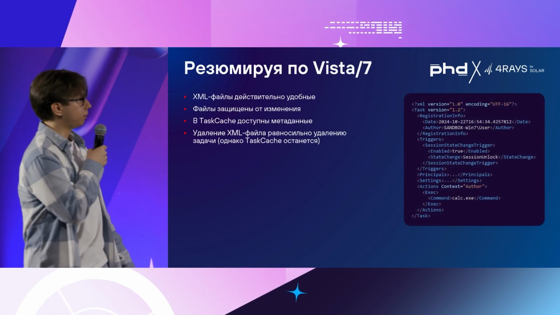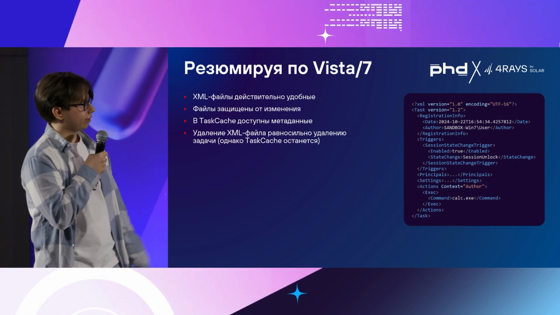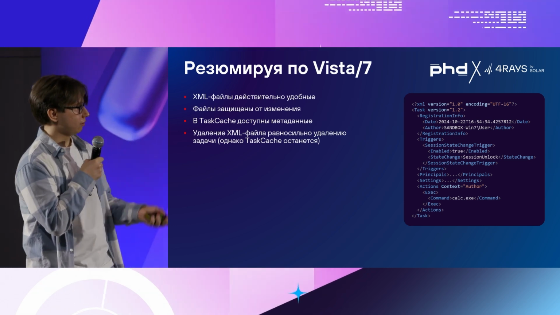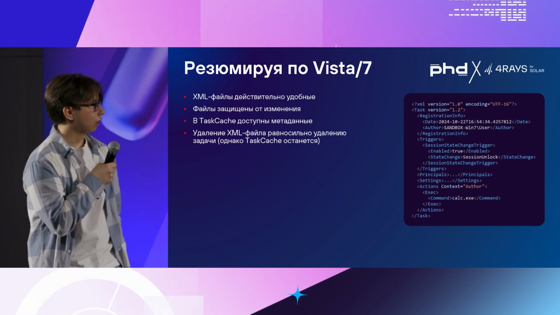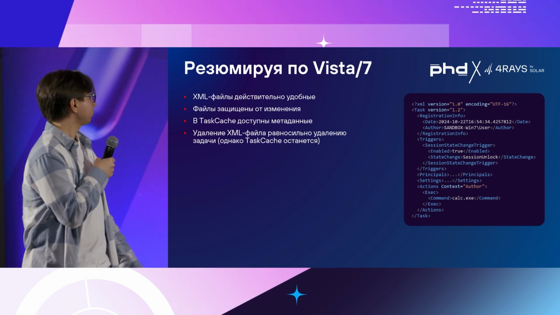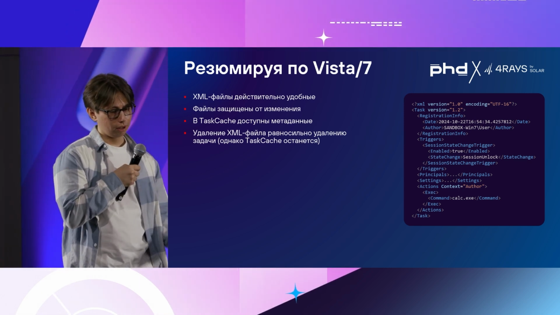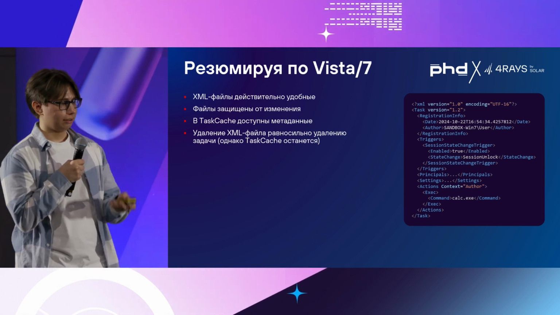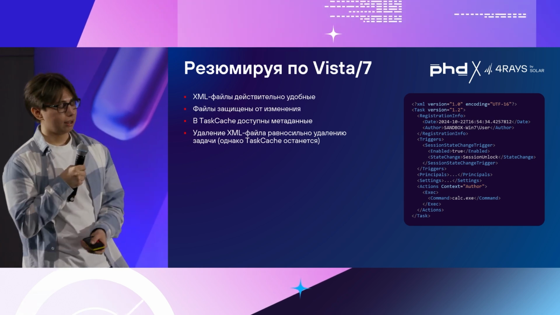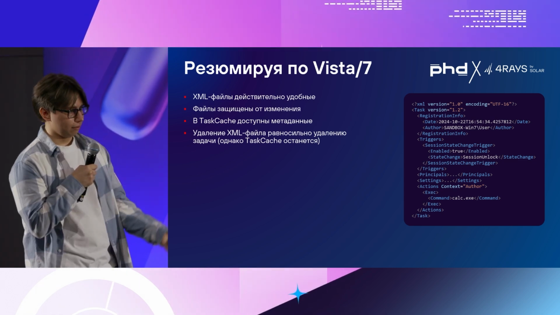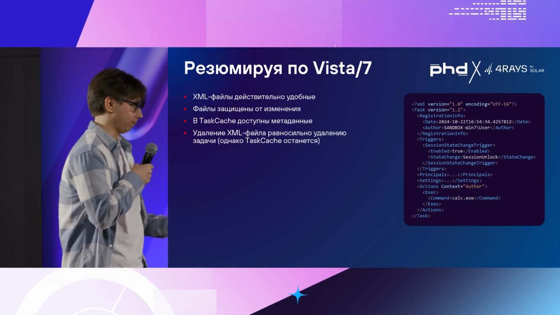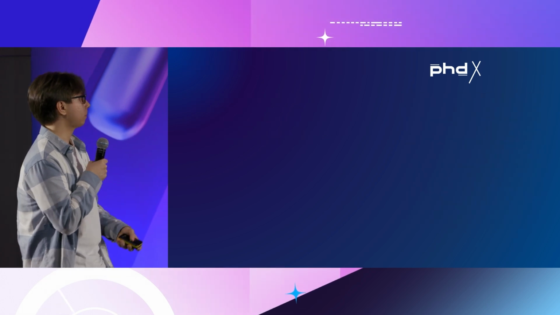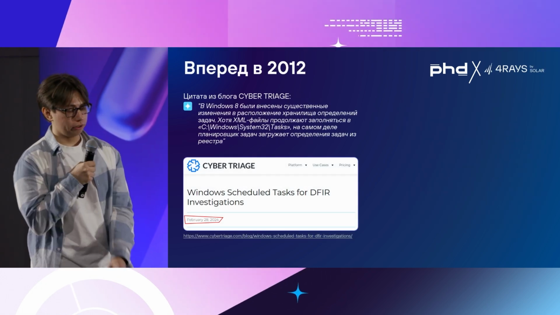And summarizing for Vista and 7, XML files are really handy, and you don't need to know a lot of forensics to read through these XML files. You just check who created this file and which command it launches. Files are protected from modification. With the task cache, we can make sure that metadata becomes available and visible. Deleting the XML file is the same as deleting the task, but when you delete an XML file, the task cache still remains. And some admins really liked it.